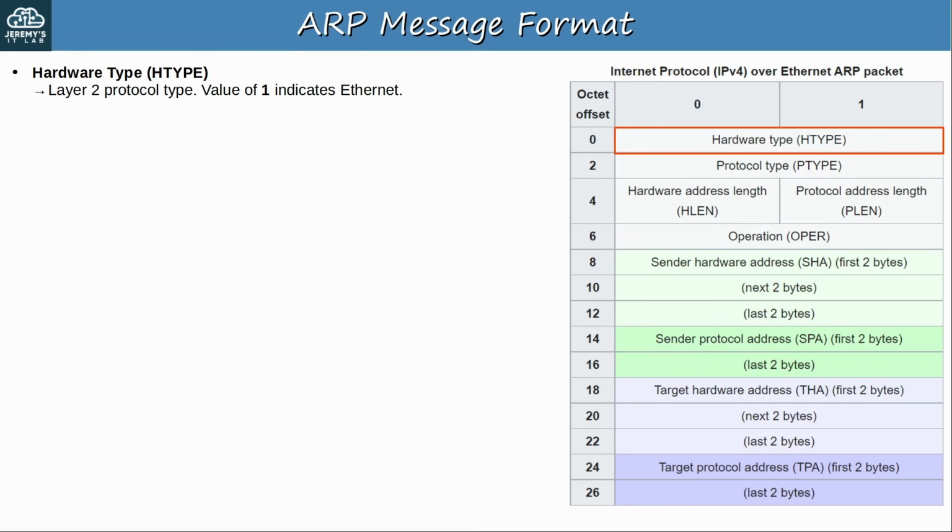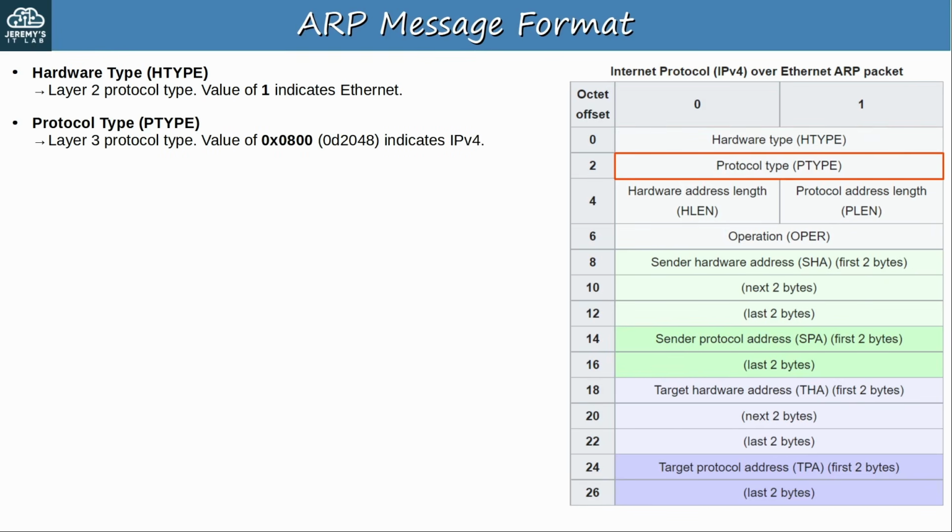First up is the hardware type field, which indicates the Layer 2 protocol type. A value of 1 in this field indicates Ethernet. Then there is the protocol type field, which indicates the Layer 3 protocol. Typically, you'll see hexadecimal 0800, which you can also write as decimal 2048 to indicate IPv4. Note that this was designed to align with the EtherType value for IPv4, which is also hex 0800.